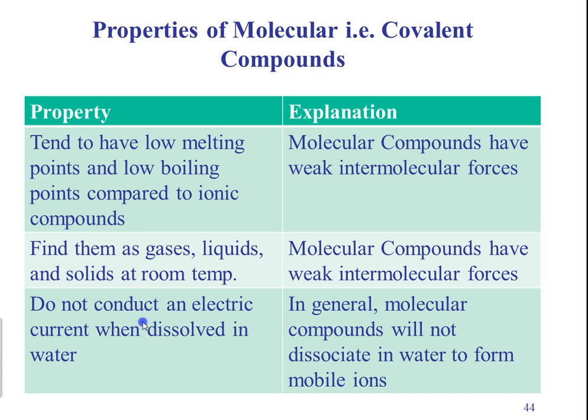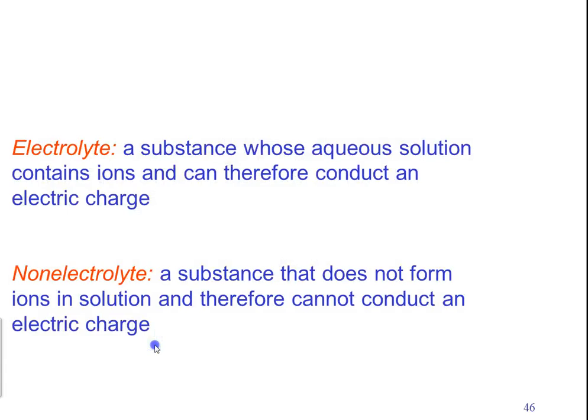The third property we want to talk about is the fact that covalent compounds in general will not conduct an electric current when dissolved in water. So let's spend a little time talking about what that means. An electrolyte is something whose aqueous solution, and this is an important word, aqueous means dissolved in water. So an aqueous solution is when you take something and you dissolve it in water.